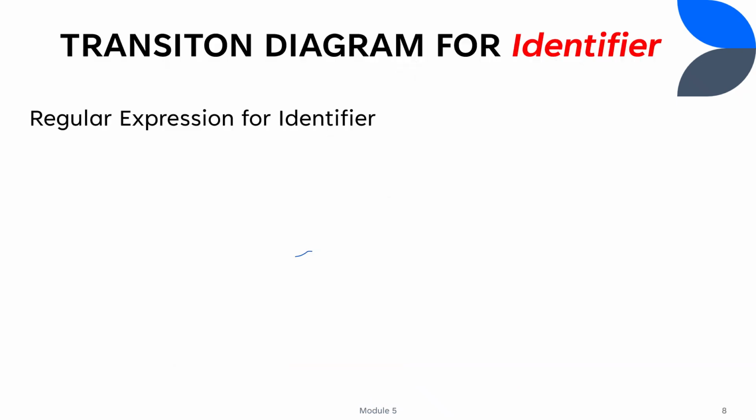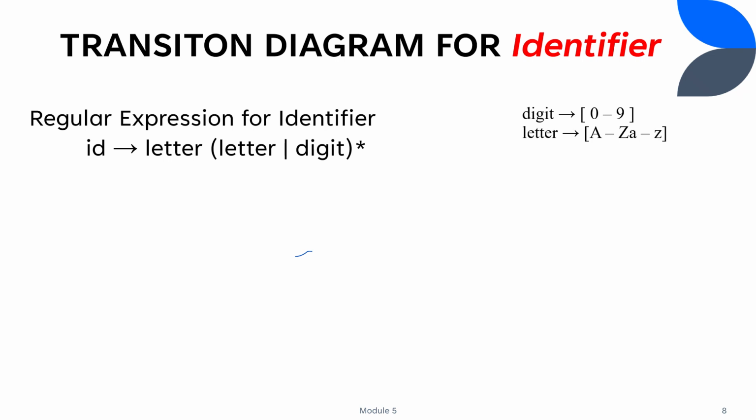To make it more clear, let us understand how a transition diagram is created for an identifier. So this was the regular expression which was put up in the previous slide, and I had explained why the regular expression is written in this way. So digit has the expression 0 to 9 and letter has the expression A to Z capital, A to Z small. We start with the initial state, that is 0.